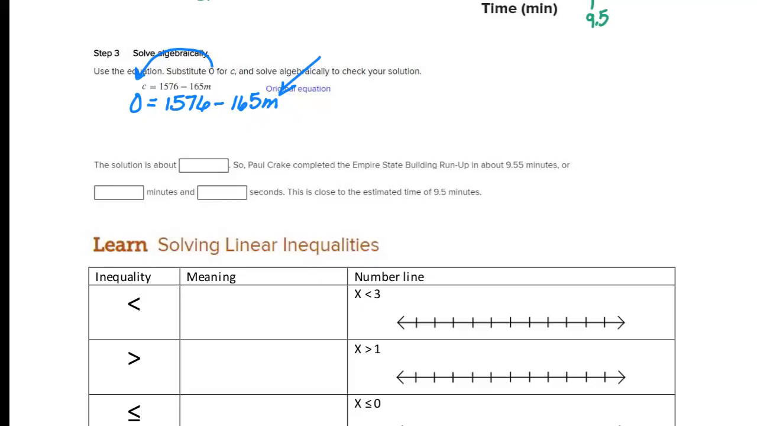So what am I going to have to do first? I need to add it? Is that what you said? Yes, we need to subtract. I need to move that full amount of the stairs that we have. And I'll move it by subtracting 1,576. Those cancel out.